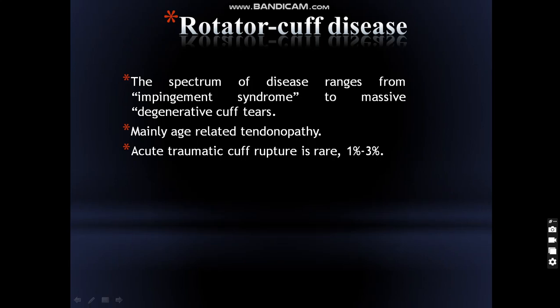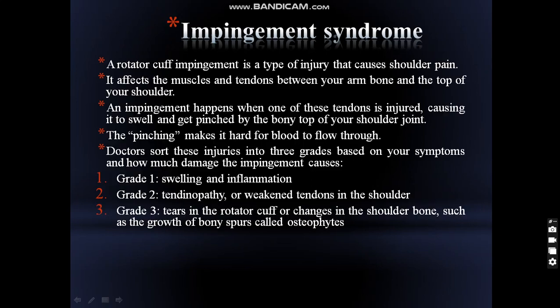Rotator cuff disease. The spectrum of the disease ranges from impingement syndrome to massive degenerative cuff tears, mainly age-related tendinopathy. Acute traumatic cuff rupture is rare, about 1 to 3%.